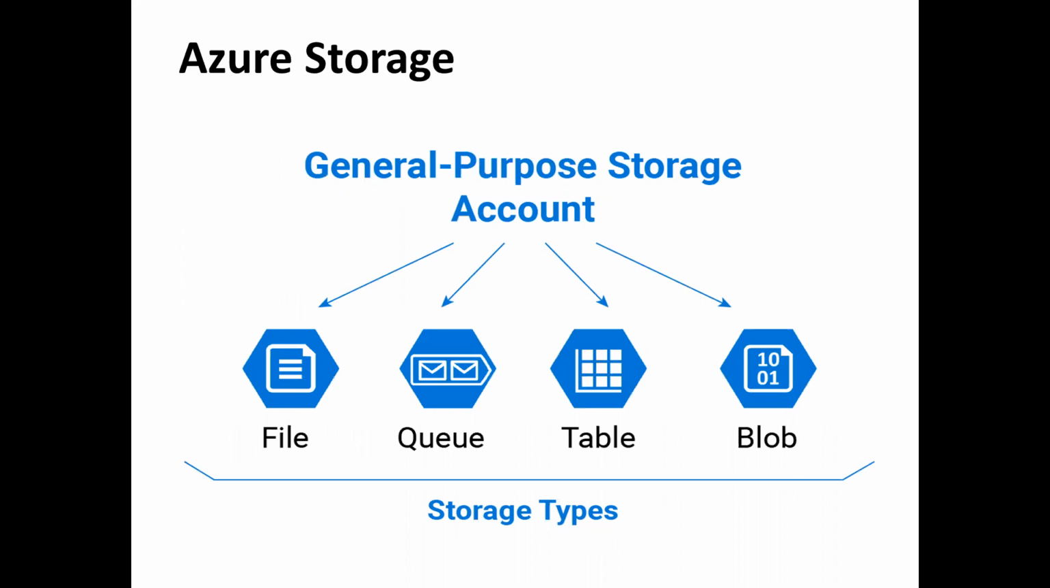As we saw in the last slide, there are four offerings available in storage: file, queue, table, and blob. These are the four types available. Let's deep dive into them in detail one by one.